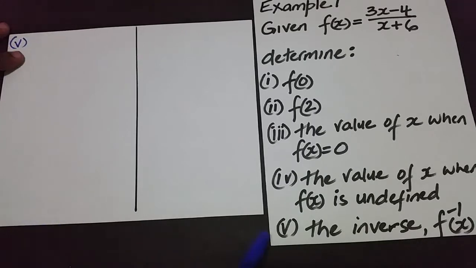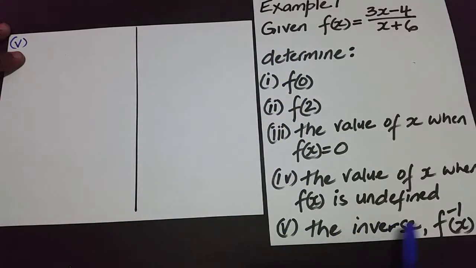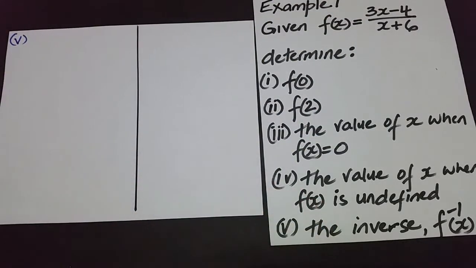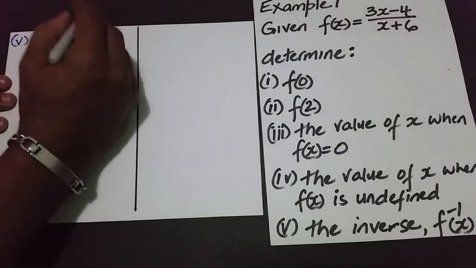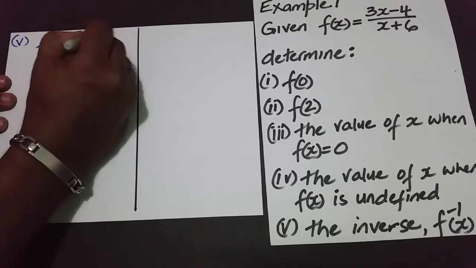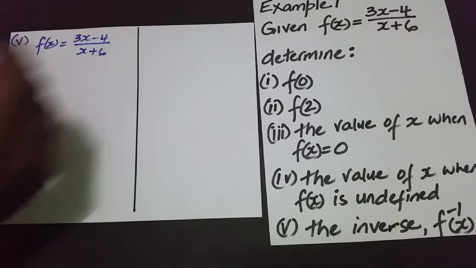All right, guys, we're back, and we need to now look at part 5, which is asking us to determine the inverse, and the inverse is denoted like this, as was explained and discussed last week. So they're asking us to find the inverse of that function. So the first thing I'm going to do is write what the original function is. f(x) is equal to (3x - 4)/(x + 6).